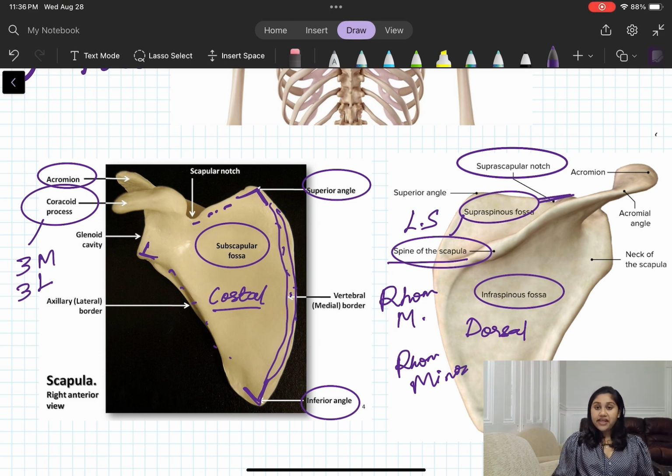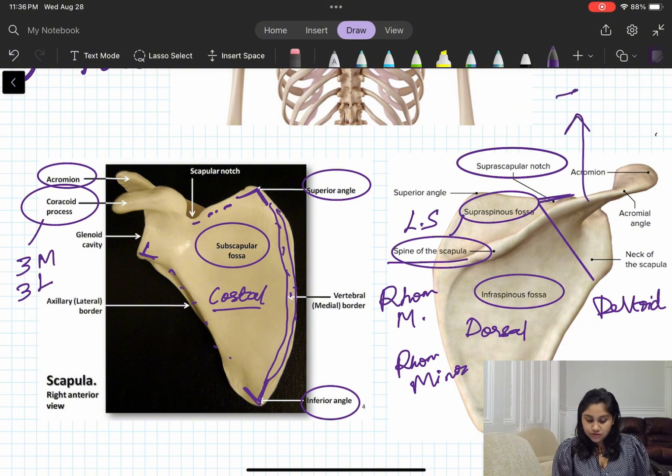Also, the inferior angle in the dorsal aspect gives attachment to the trapezius muscle. The spine of the scapula is going to give attachment and origin to 2 muscles. It originates the deltoid muscle, and it also gives attachment to trapezius muscle.